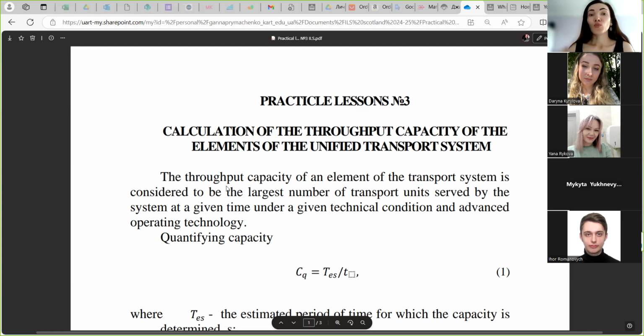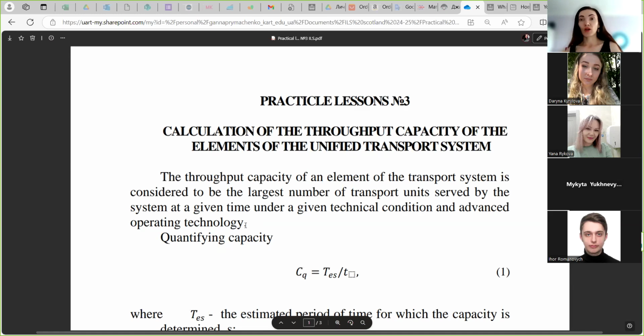So, the throughput capacity of an element of the transport system is considered to be the largest number of transport units served by the system at a given time. The largest number, it is very important. The time can be, for example, 1 hour, 1 second, 1 day. It can be different calculations under a given technical condition and advanced operation technology.